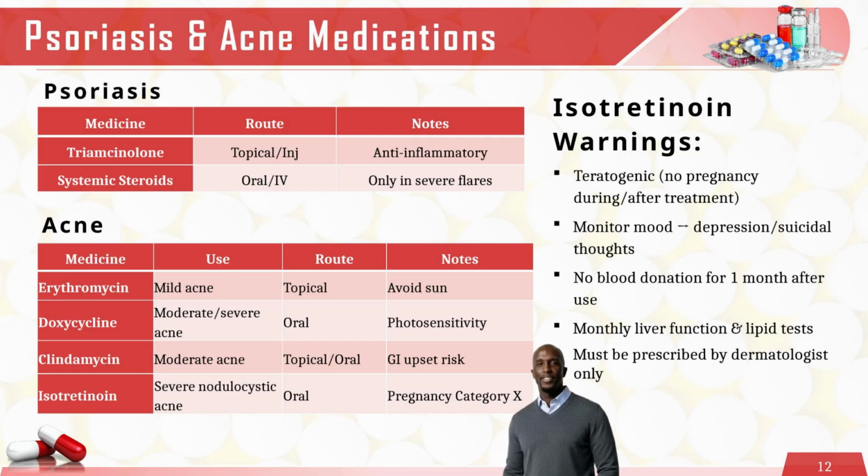For psoriasis, triamcinolone is used topically or by injection for its anti-inflammatory effects. Systemic steroids administered orally or intravenously are reserved for severe flares. In acne treatment, erythromycin is topical for mild cases, while doxycycline and clindamycin address moderate to severe acne.